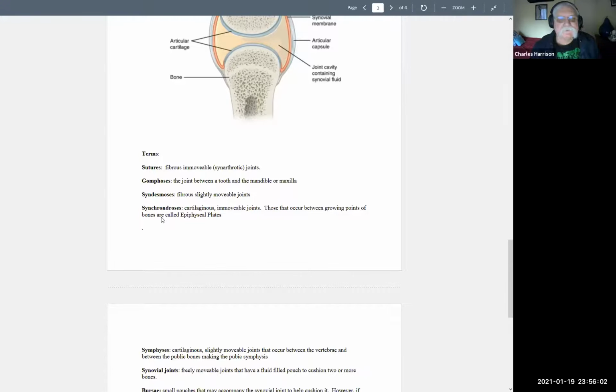Synchondroses, the CHON, you know that R shouldn't be there. Didn't know that. I'll have to get rid of that. The synchondroses are cartilaginous and immovable. These occur between the growing points of bones. And those growing points that I talked about between the three parts of the humerus, those are epiphyseal plates. Don't worry that this is the only time you're ever going to see this and the only chance you have to remember it. No, it's not going to be the case at all. There'll be plenty of times.